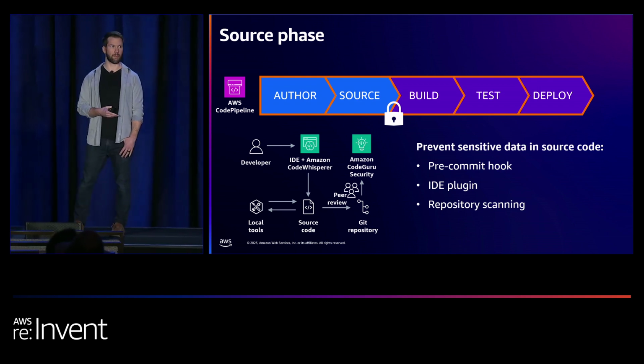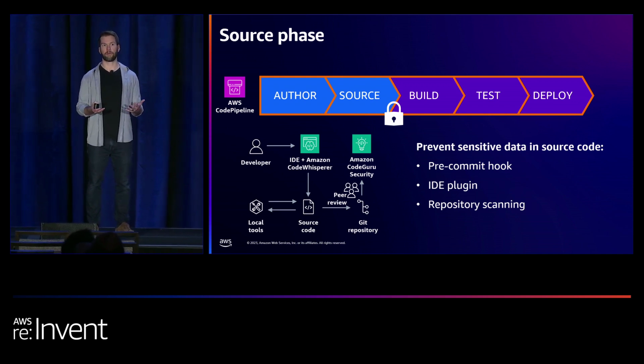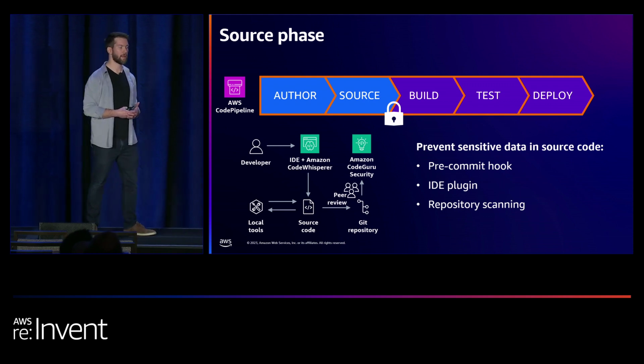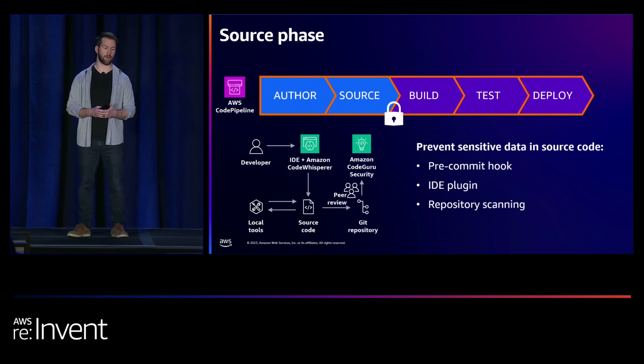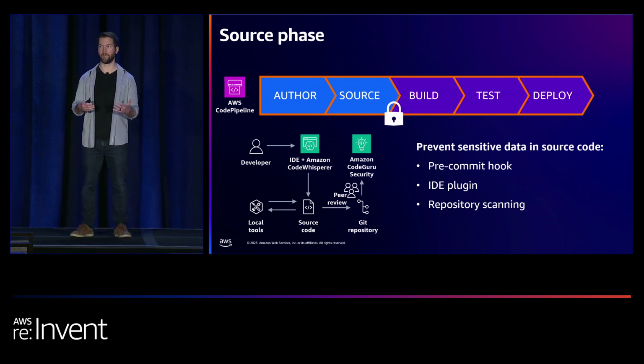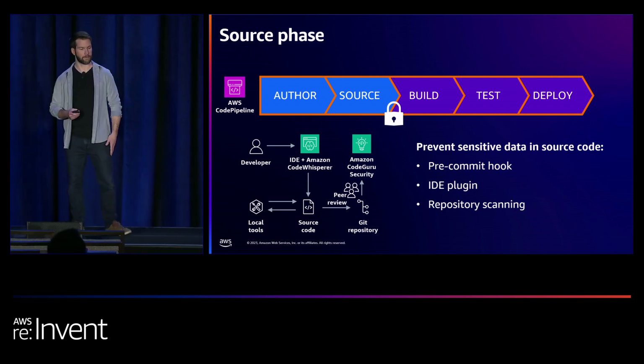This is where customers that I talk to are very concerned about checking in secrets, right? Passwords, tokens, API keys, access keys, that sort of thing. And they might use a tool like git-secrets. You could use a pre-commit hook or an IDE plugin to detect whether or not you're checking in sensitive information into your repository. Or you can use it for scanning your entire repository, looking for passwords or access keys that might have been accidentally checked in, right?